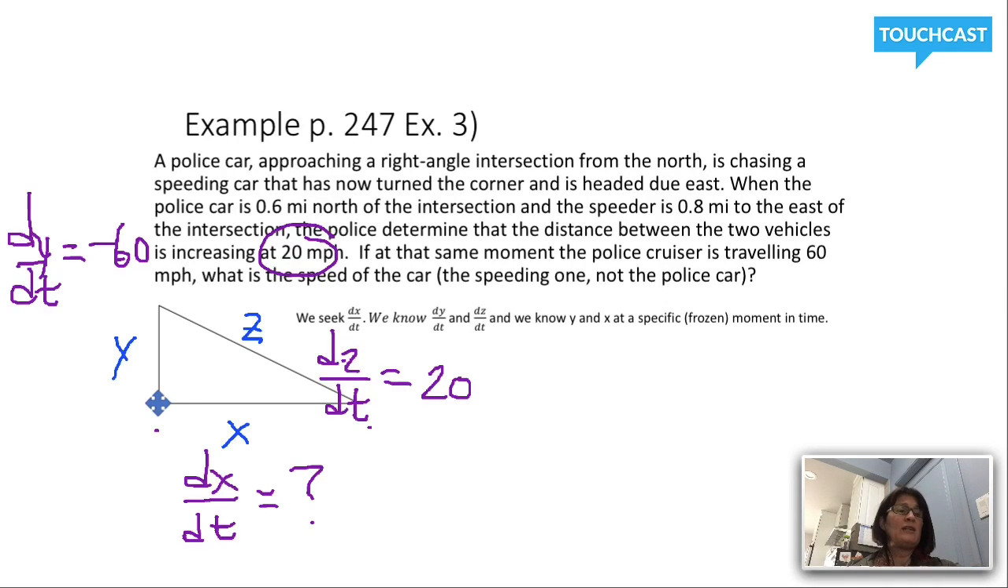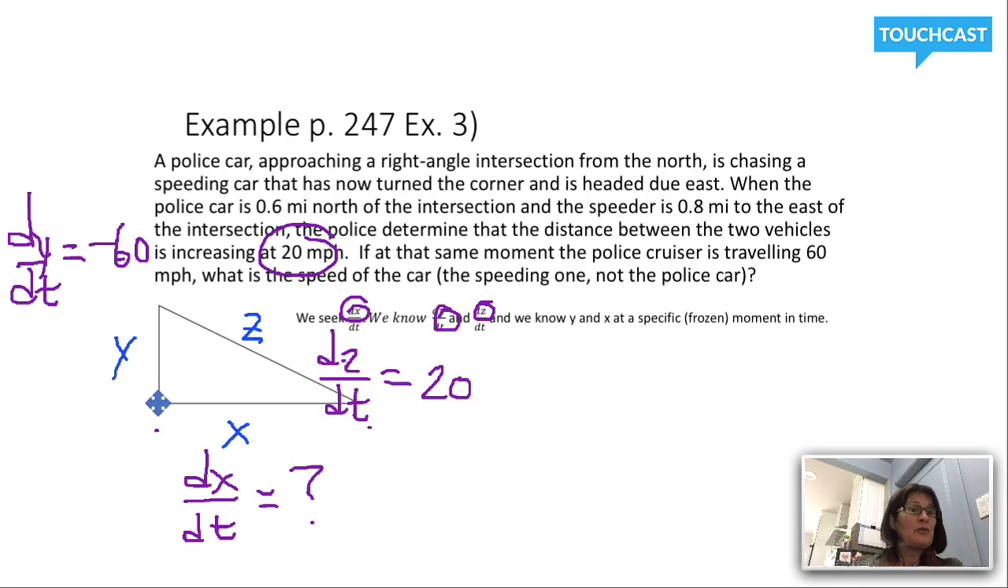The thing I'm looking for, in my picture, now that I've labeled my picture with variables, is dx/dt. I know a little something about dy/dt and dz/dt. So the way I'm going to start this problem is I'm going to have to write an equation that relates x and y and z. And I'm hoping you've already thought about this.